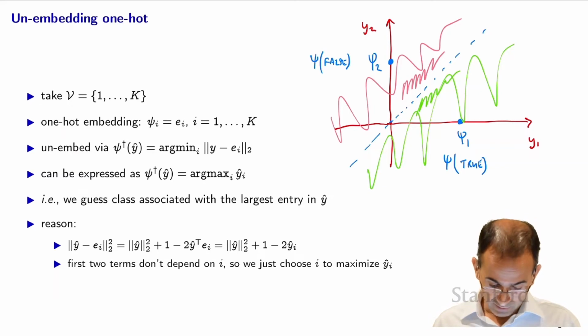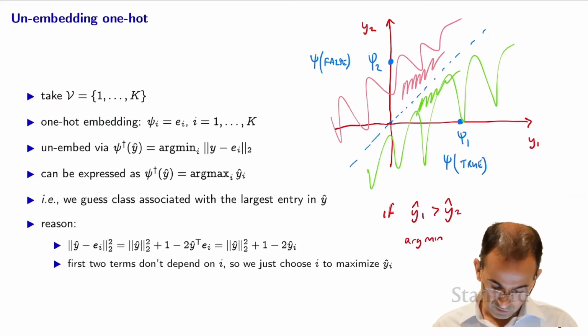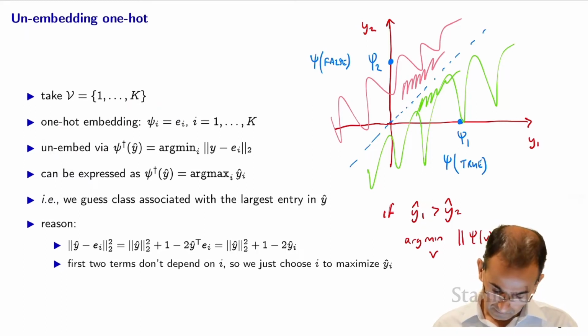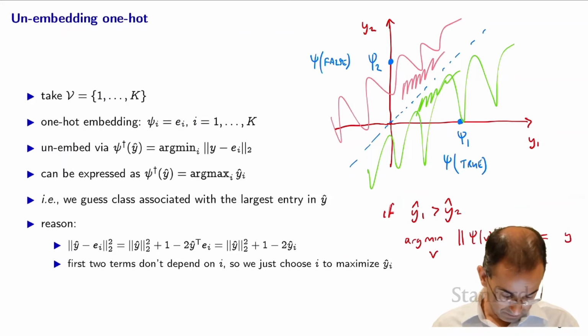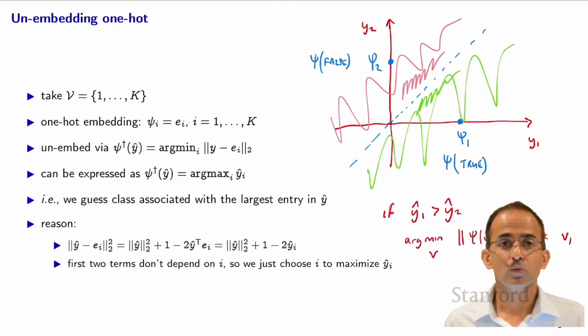Let's put it another way. If y hat 1 is greater than y hat 2, then the arg min over v of the norm of psi v minus y hat is v1. Otherwise it's v2. This is true more generally.